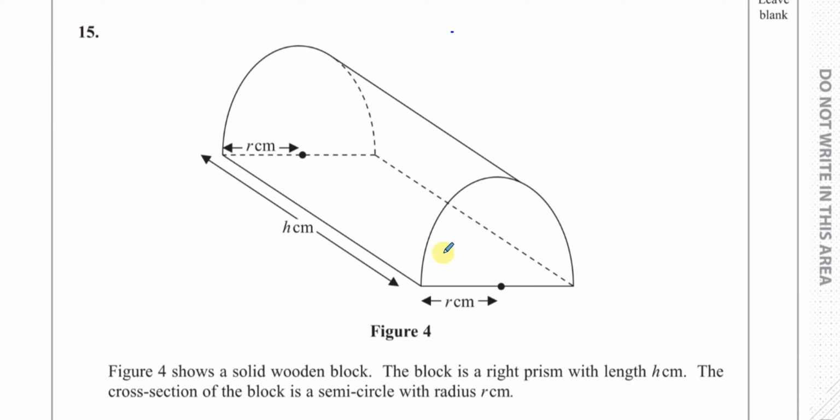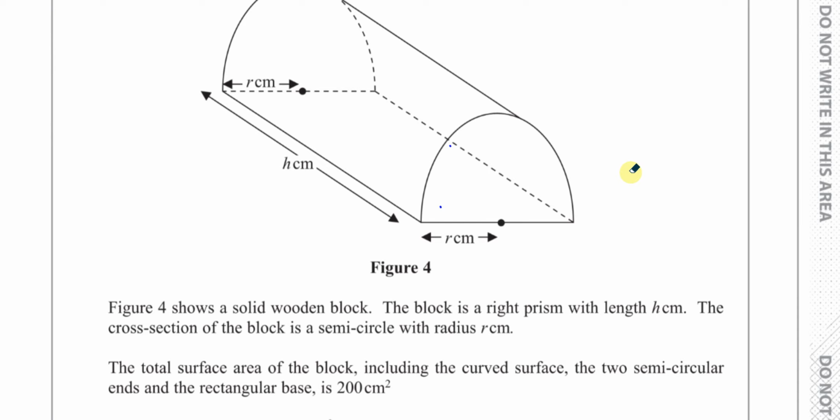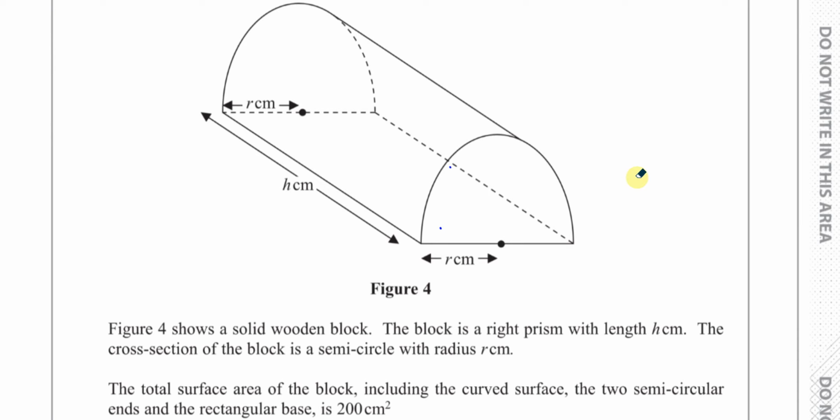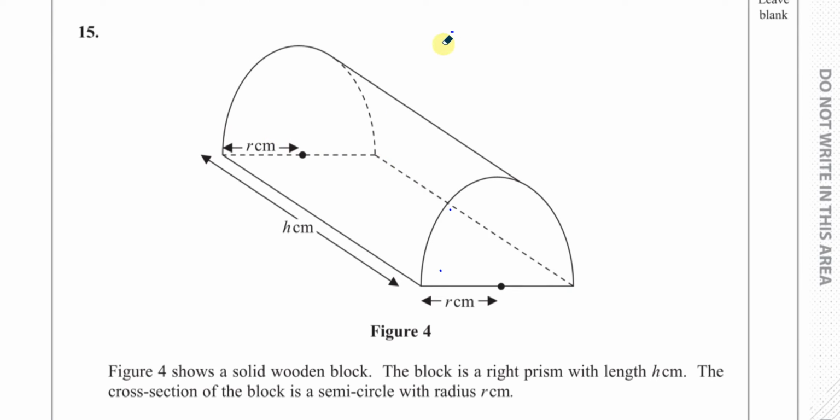The cross section of the block is a semicircle. So this is a semicircle, this cross section here. This is a semicircle with radius r. Okay, that's what they're telling us there. Now, the total surface area of the block, including the curved surface, the two semicircular ends, and the rectangular base, is 200 centimeters squared. That's the total surface area of this block.